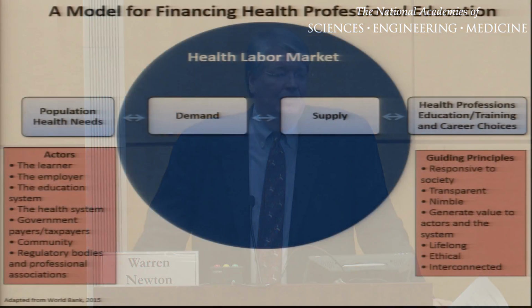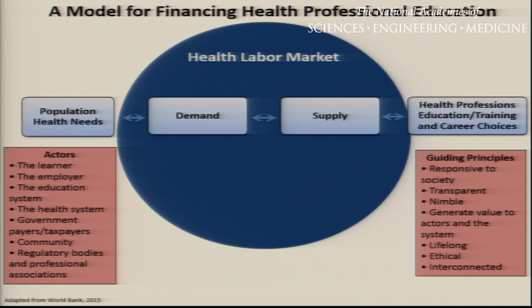And we'd like to do this in small group techniques. The first 20 minutes or so will be the guiding principles, and then we'll talk about the actors. And so we'd like you to work in your tables. If you could move to the next slide. This is our overall model where we're asking whether and how the health labor market mediates the translation of population health needs to the actual health professions, workforce, and career choices.